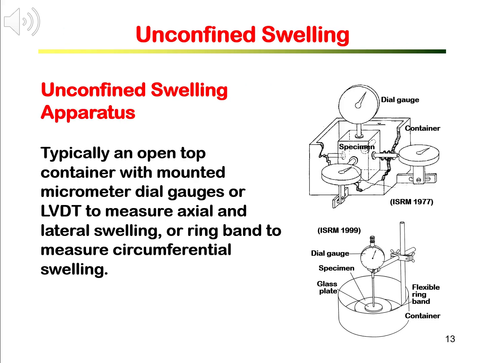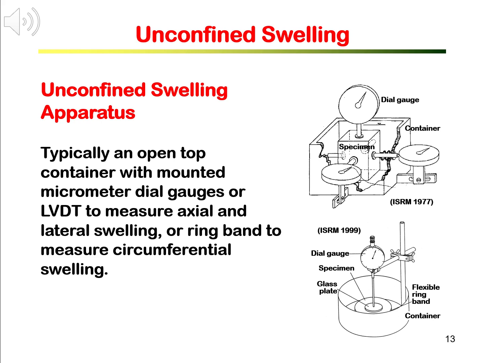Unconfined swelling or free swelling is the expansion of rock material in water without any confinement. It is basically done by submerging the rock specimen in water and measuring the deformation. There are two types of apparatus available for unconfined swelling tests. One is shown on the upper figure.